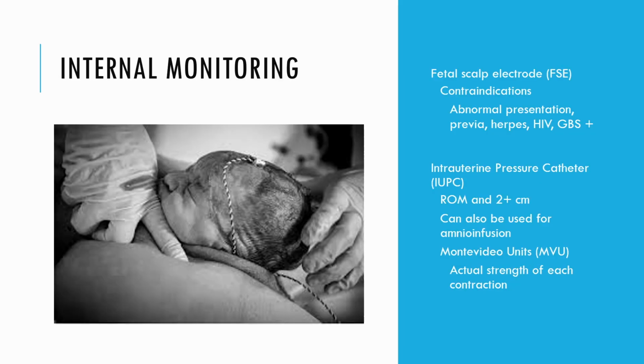All right, so here is our internal monitoring. You can see this little cord connected onto the fetal scalp. So a fetal scalp electrode, it's a little wire that gets screwed in underneath the fetal scalp. This will directly tell us baby's heart rate. Okay, it's like an electrode directly connecting to the fetal heartbeat. So that is an option.